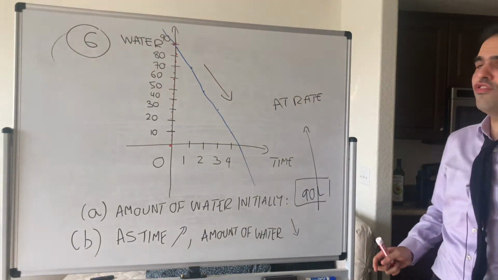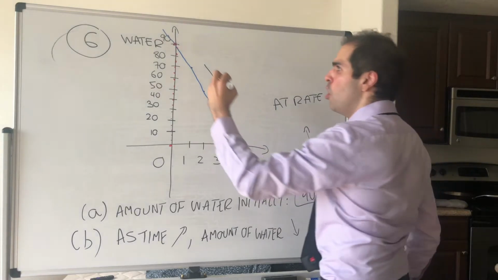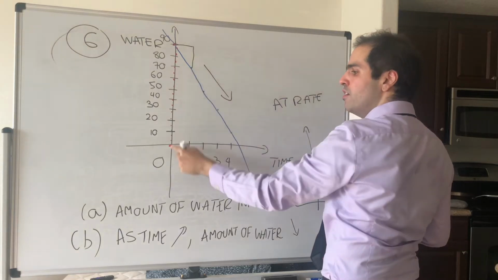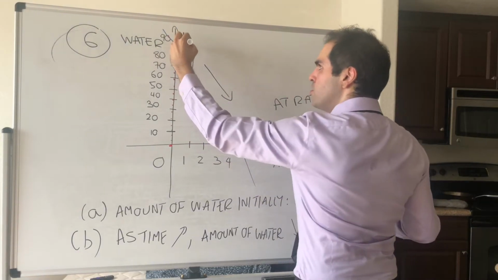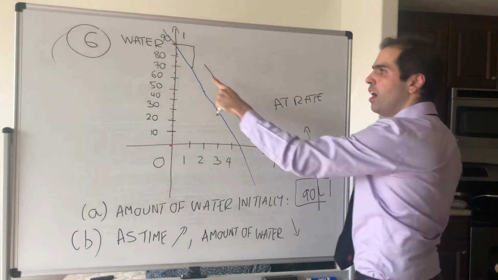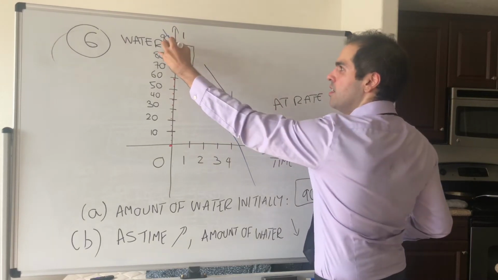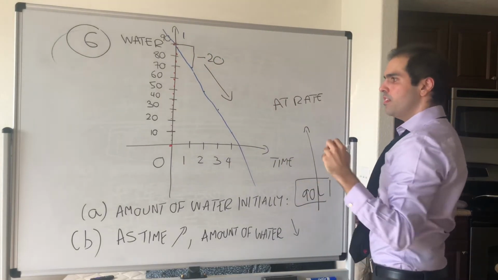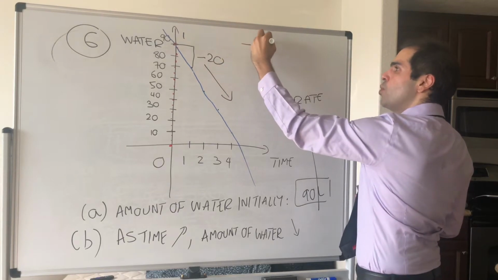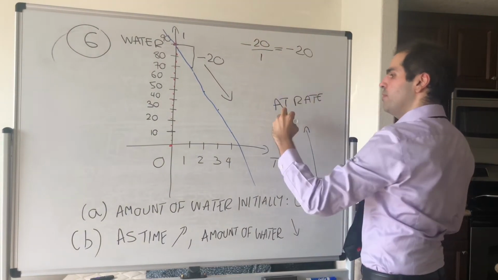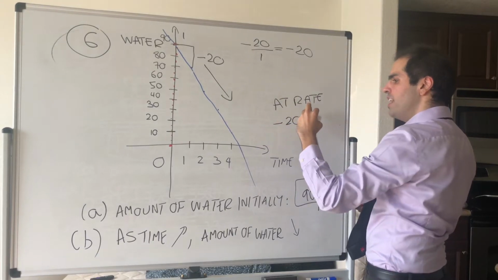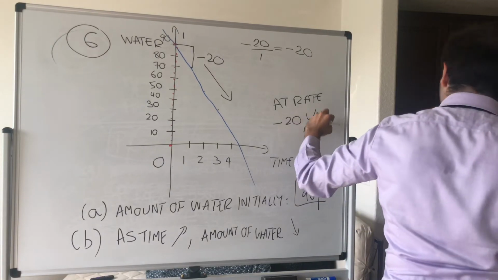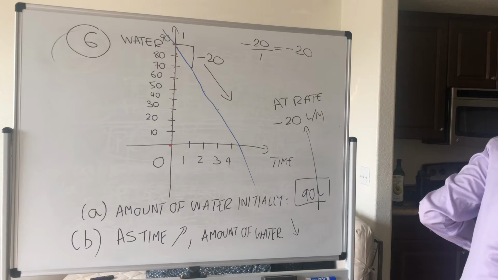And one more thing, so at what rate? Well, for this we need to figure out the slope. And remember, the slope is rise over run. So again, it's the amount goes down divided by the amount of time. So here, if time increases by 1, let's see how much it decreases. Well, it goes from 90 to 70, so it goes down minus 20. So the slope here is minus 20 over 1, which is minus 20. So at the rate of minus 20 liters per whatever the units are, minutes. Let me just double check.